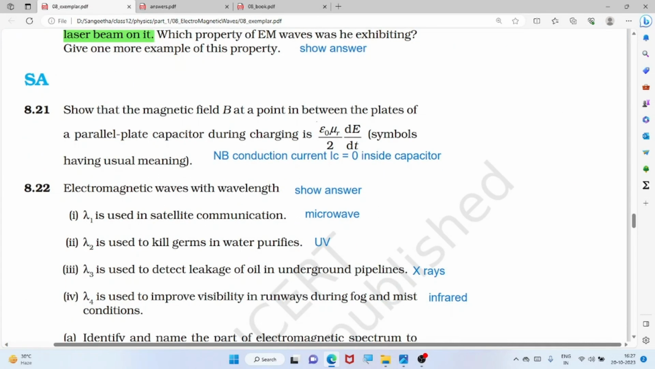Show that the magnetic field B at a point between the plates of the capacitor during charging. During the charging, conduction current is 0 inside the capacitor, between the plates. Okay, that is question 21.